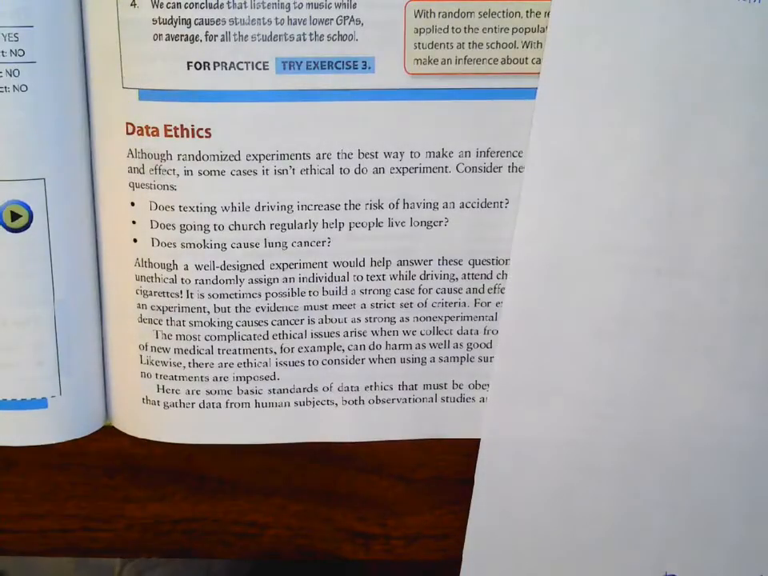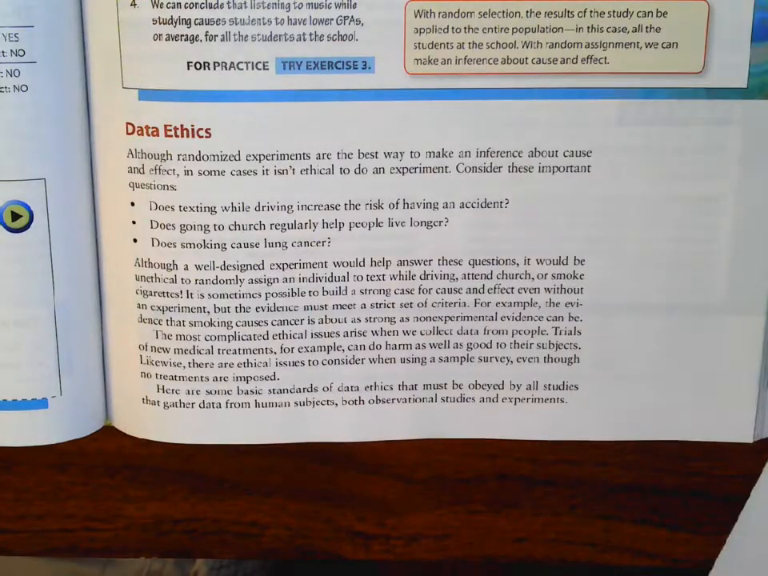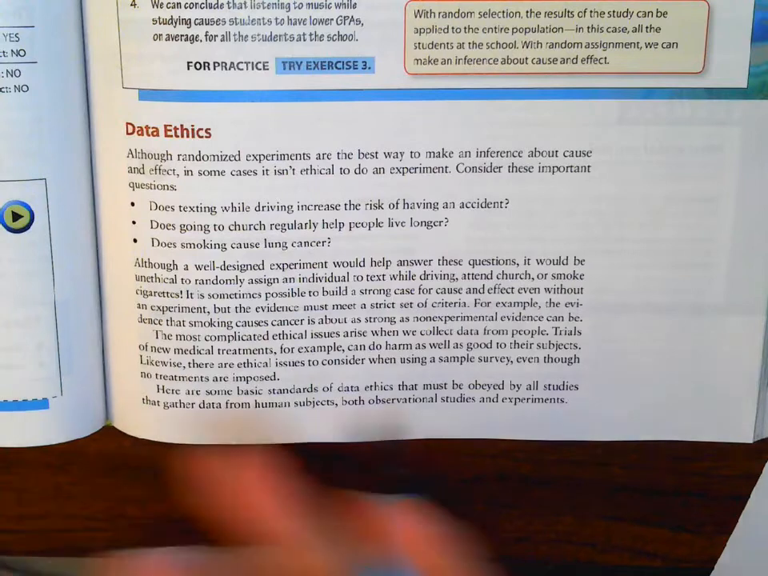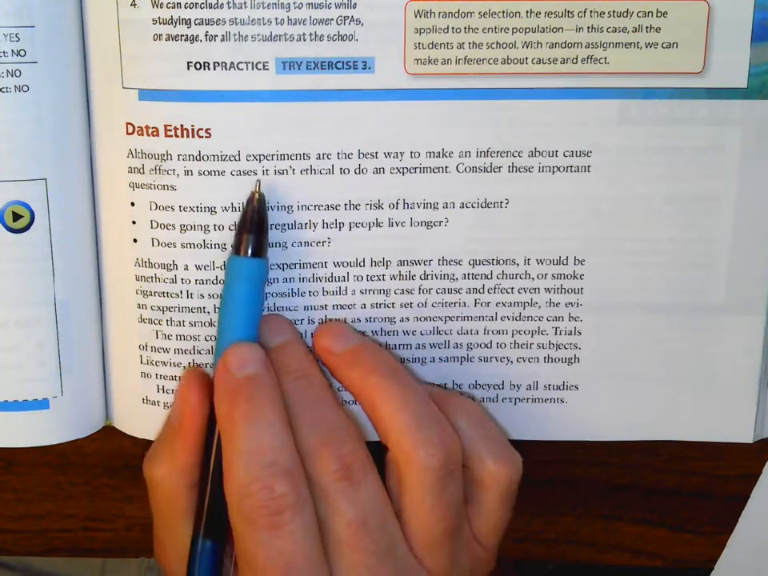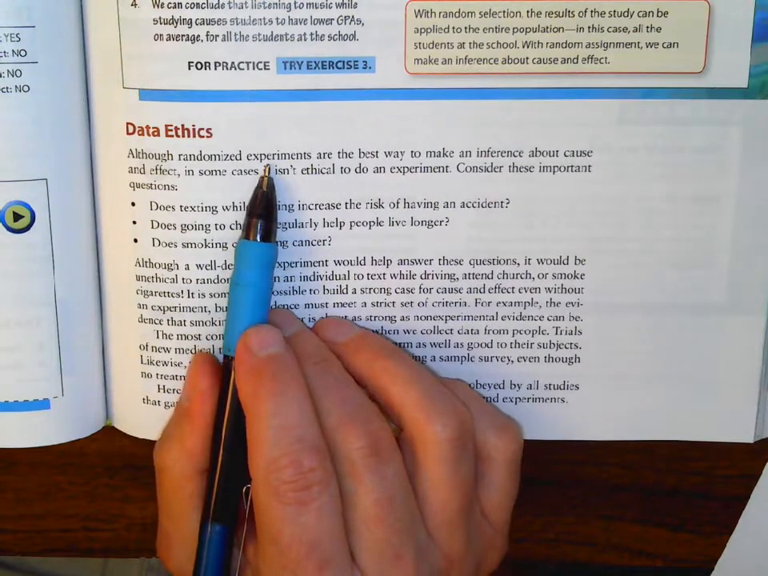The second topic we're going to talk about today is ethics. What you think is ethical and what I think is ethical might be different. So it's not always an easy answer that yes, it's ethical or no, it's not ethical. For example, would it be okay to do randomized experiments in these cases?